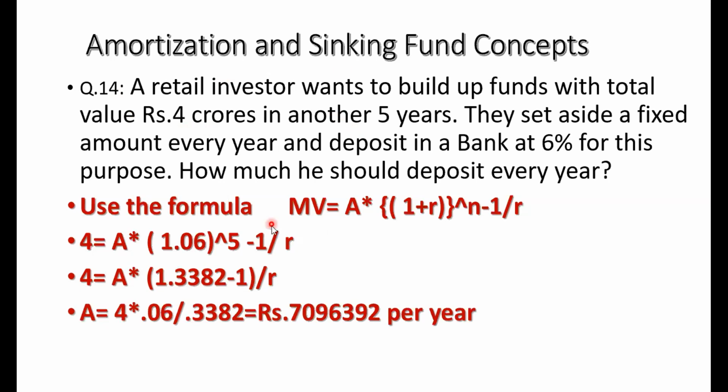This is one more to practice I have given. If you follow the steps, you will get 70 lakh 96,392 per year if you invest. In 5 years, he will be investing 3.5 crore only, plus interest, he will get 4 crores. You understood? So if you invest this much regularly per year for 5 years at 6%, at the end of 5 years he will surely get 4 crore. You can cross check. Same question we have done. I have given one more.